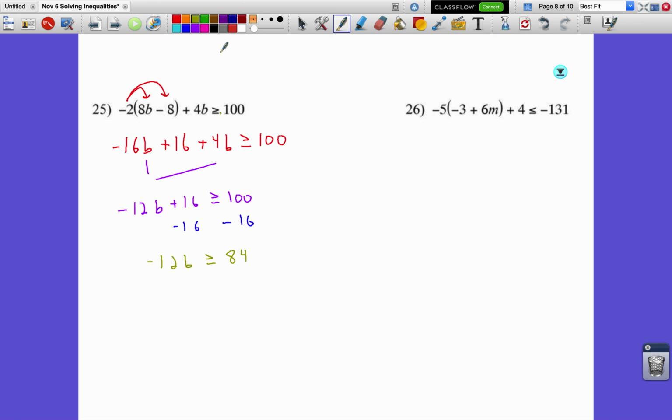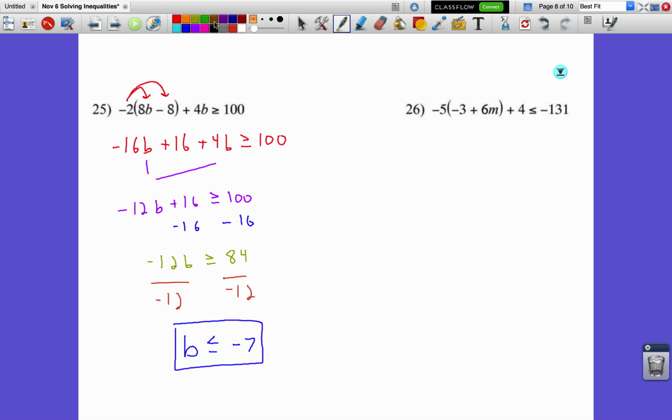And here's where that one special rule comes into play. I've got to divide both sides by negative 12 to get rid of this coefficient. But I just divided by a negative, so that flips the inequality. So now I've got b is less than or equal, let me double check this one, 84 divided by 12, it's 7. So it's less than or equal to negative 7. Now we can put a box around that.